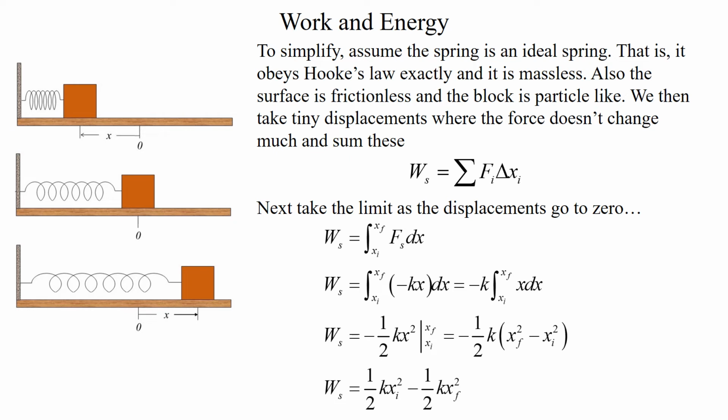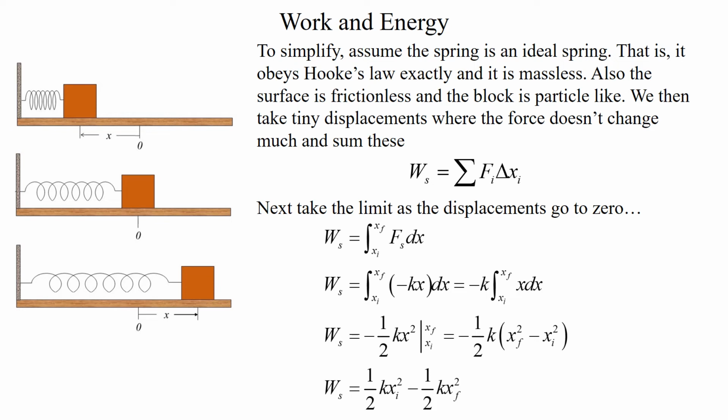So in the diagram, the zero position is where the spring is completely relaxed. And so if I move the block to the left, I'm compressing the spring, and if we move the block to the right from the zero position, we're stretching the spring. And we're going to make very tiny displacements where the force doesn't change much over the displacement, and then multiply by that displacement to get the work for that tiny displacement, and then sum those all up.